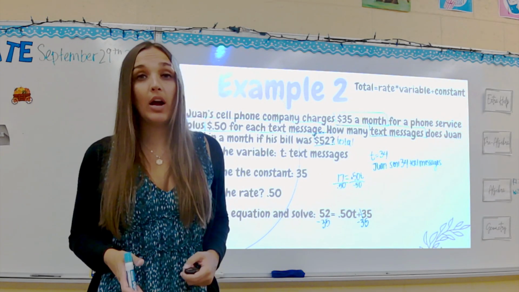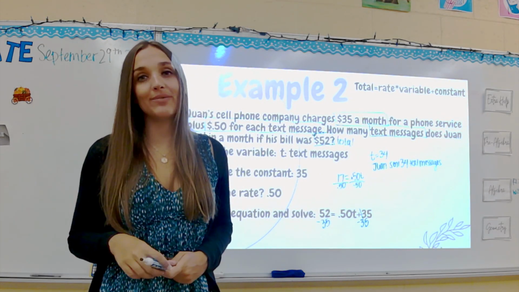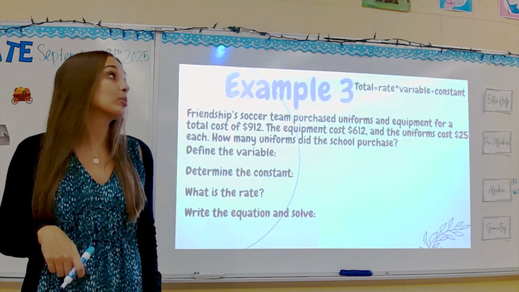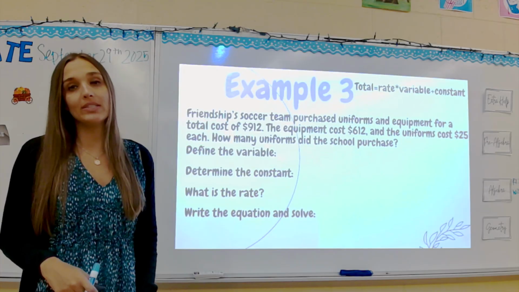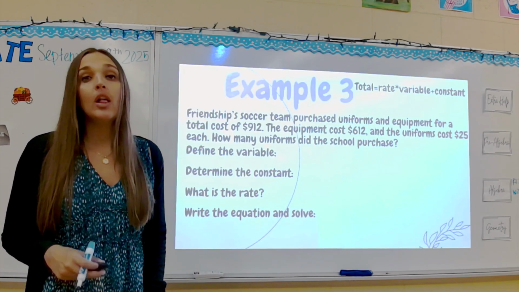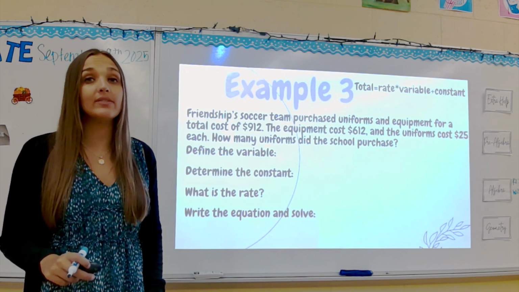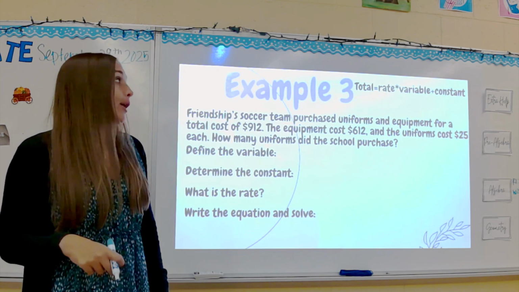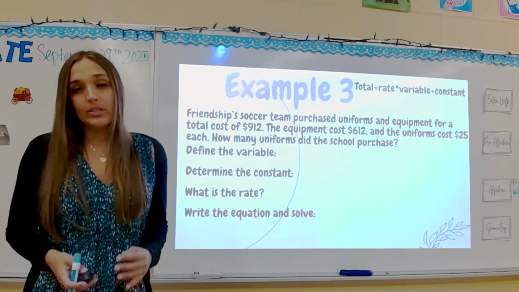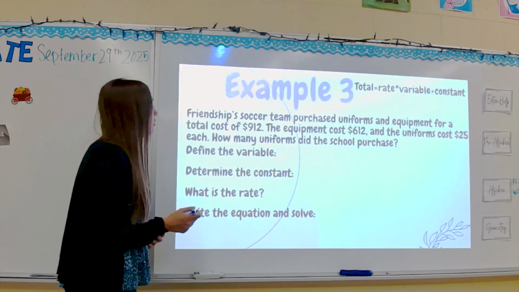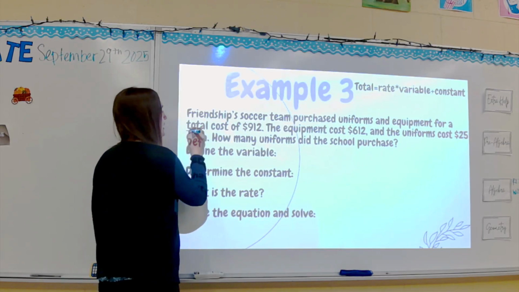Let's try one more problem to finalize this section. For the next problem, we have Friendship Soccer Team purchased uniforms and equipment for a total cost of $912. The equipment cost $612 and the uniforms cost $25 each. How many uniforms did the school purchase? So let's go through and highlight to break down what we need. So the total cost is $912.